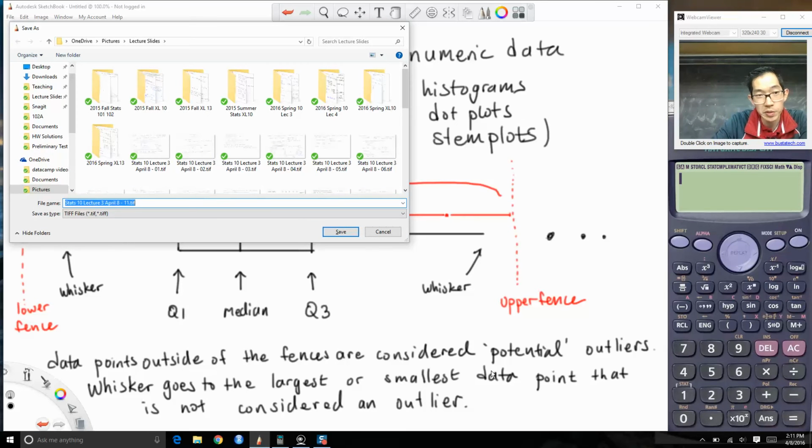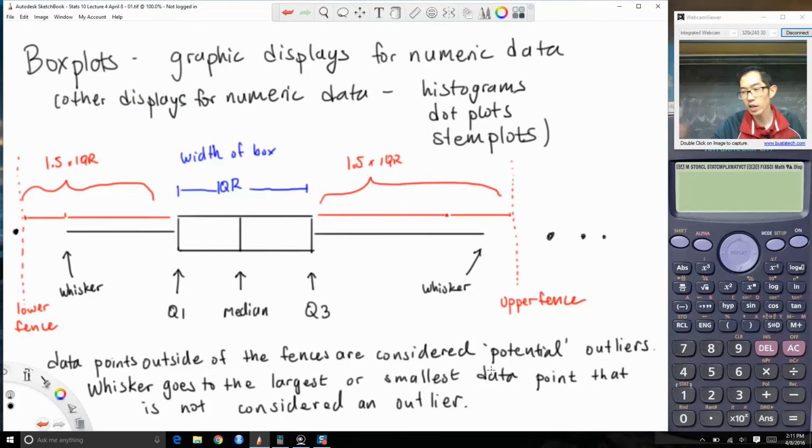Some texts will say the whisker goes to the fence. I would say that's a less common thing. The whisker usually ends at the largest data point or smallest data point that's not considered an outlier. So the whisker doesn't necessarily go up to the fence.